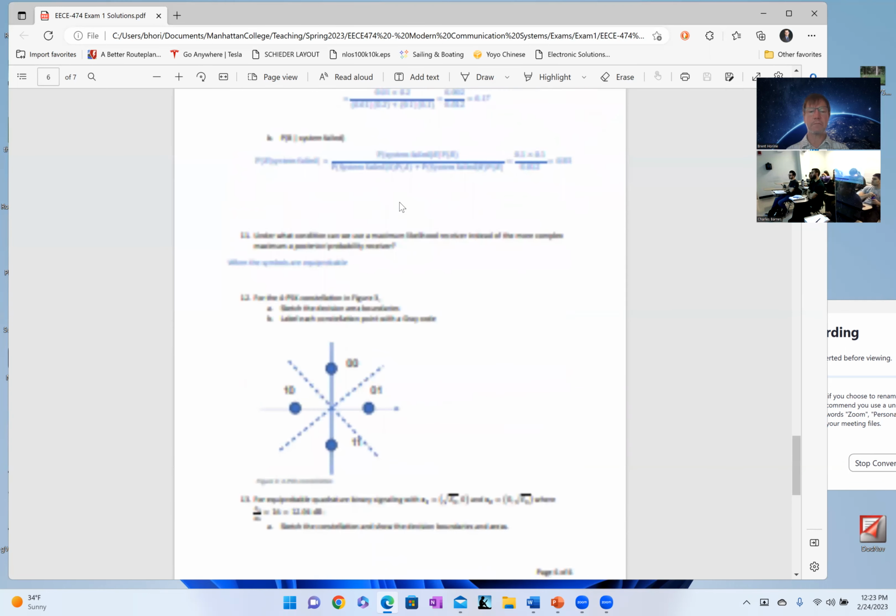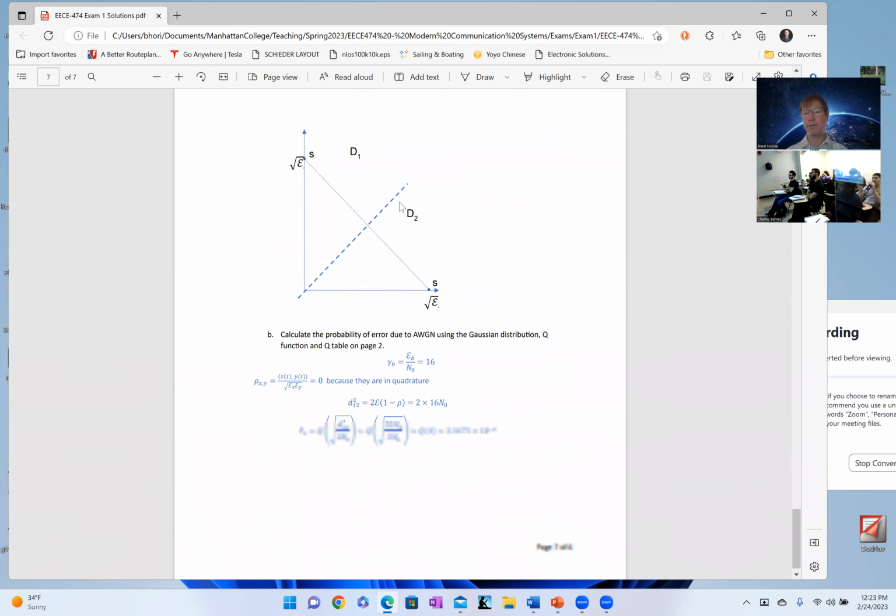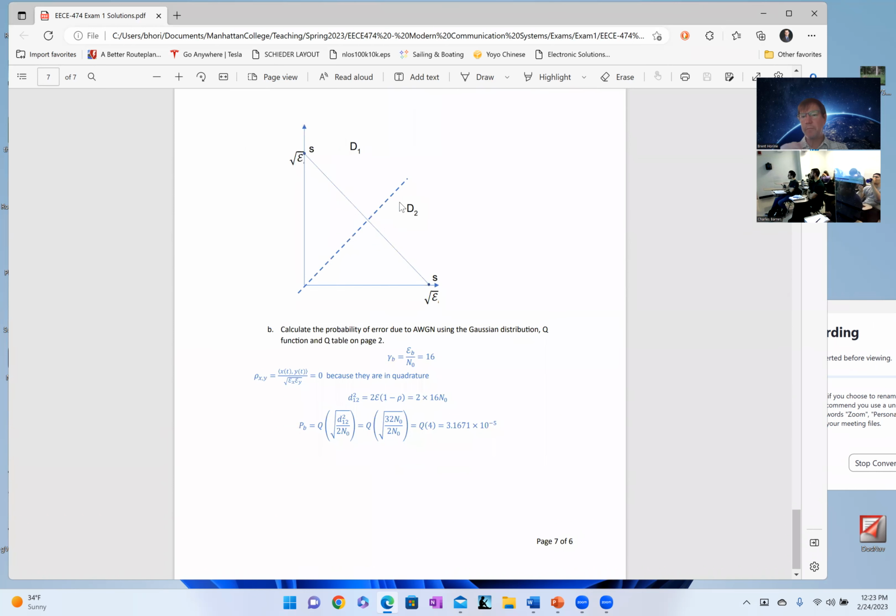Apply a sanity check. During lecture I mentioned that 10 to the minus 5th is often our kind of benchmark of where we're looking at errors and stuff. So it's a very small number, sure, but it's not a ridiculous number. Okay. All right, so that's the exam.